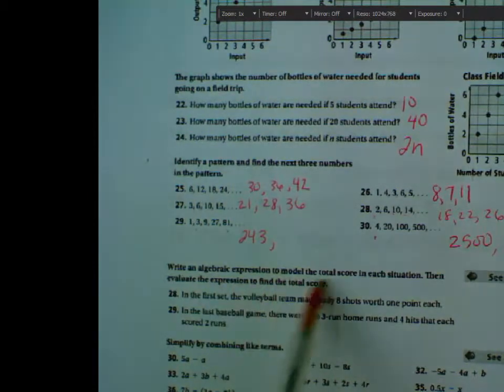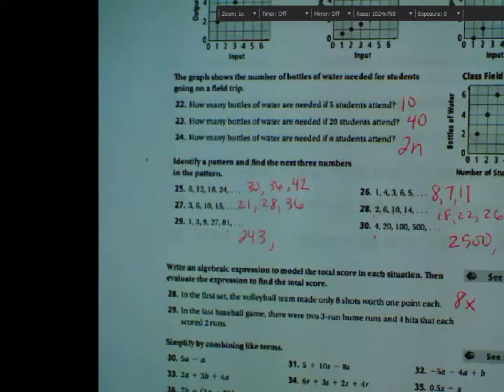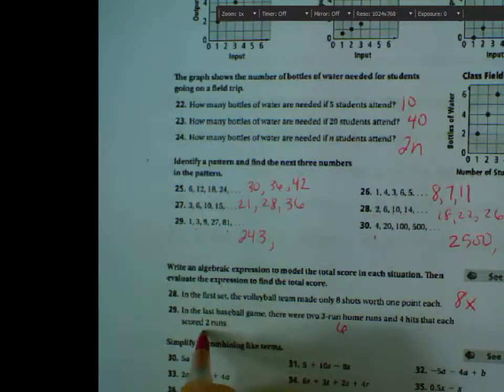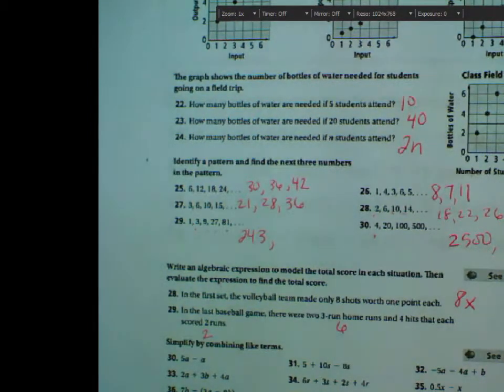Write an algebraic expression to model the total score. In the first set, the volleyball team made only 8 shots worth 1 point each, so they scored 8x points. In the last baseball game, there were 2 3-run home runs and 4 hits that each scored 2 runs. So the total score: 2 3-run home runs, that's 6 runs, and 4 hits that each scored 2 runs. So we're going to say that x equals a 2-run homer, a 3-run homer.